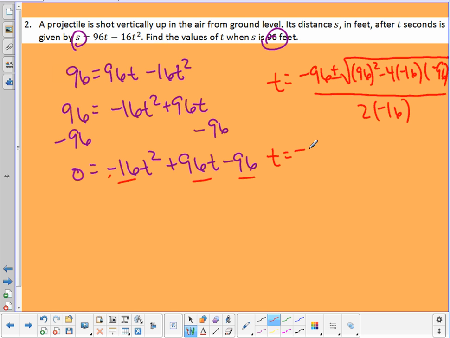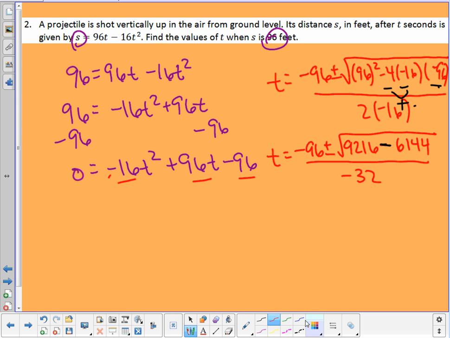So if I keep going here, I've got -96. I've got to simplify underneath the radical first. So underneath the radical, I end up with 9,216 minus this time because I've got a negative times a negative times a negative again. These two gave me a positive, but then I multiply that by a third negative and it goes back to negative. So minus the 6,144 that I got when I put those three together. The bottom, 2 times negative 16 is negative 32.